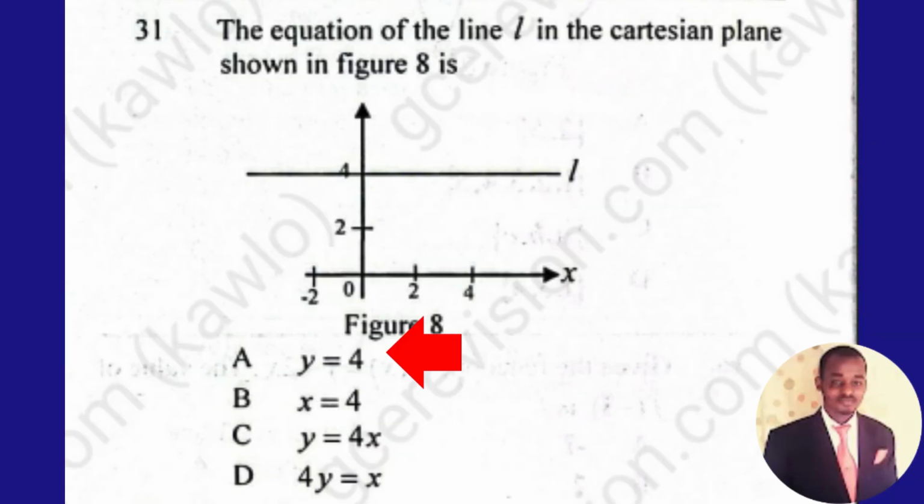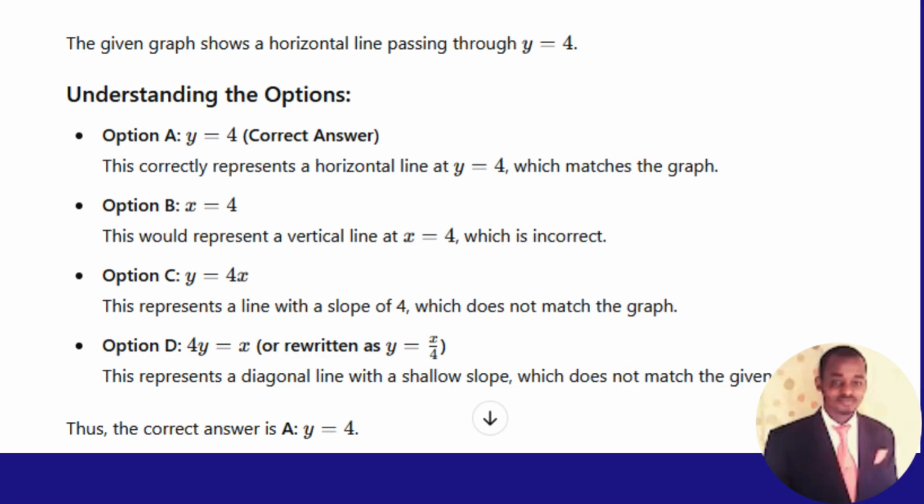It says that the equation of the line in the Cartesian plane shown in figure 8 is, the correct answer is y equals 4. So why is this so? You can understand the options. For example, the given graph shows a horizontal line passing through y equals 4. So we look at all the options here. That is how we came about this 4 as the answer. Thus, the correct answer is A, which is y equals 4.